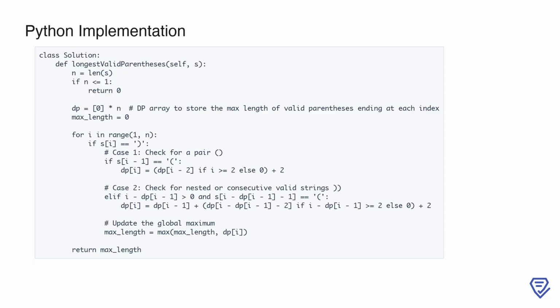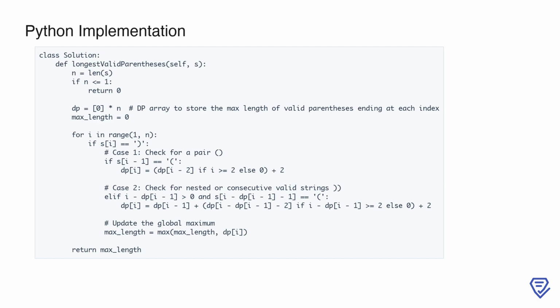6. Updating the maximum length. After updating DP i for each valid case, the global max_length variable is updated to keep track of the longest valid substring encountered so far. 7. Returning the result. At the end of the loop, the function returns the max_length, which represents the length of the longest valid parentheses substring in the input string.